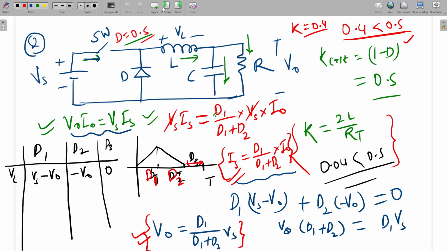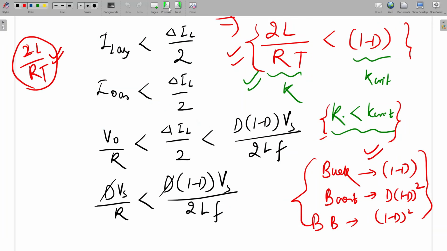See, what is the K? K means this, for continuous conduction mode, we can have discontinuous and continuous. So if IL average is less than delta IL by 2, then we can say that the converter is working in the discontinuous conduction mode. So what is the delta IL equation? Delta IL is D into (1 minus D) Vs by 2LF. This is for buck converter. And IL average is I naught average for buck converter, so this will be V naught by R.